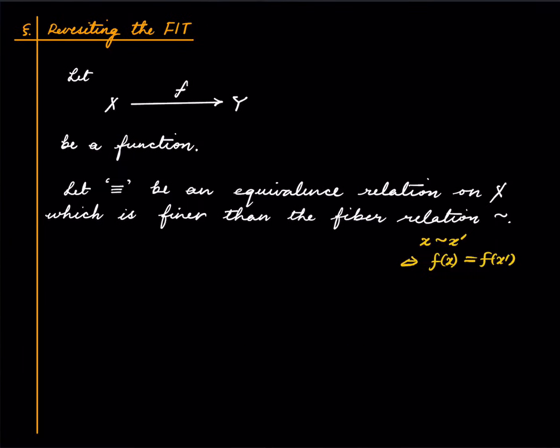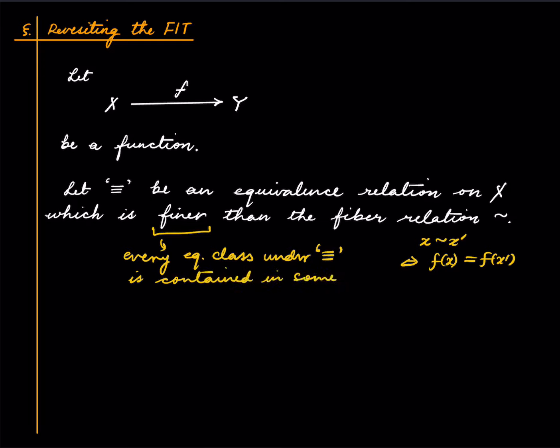Yeah, so that's the relation tilde. It's an equivalence relation, which I'm calling the fiber relation. But what is meant by finer? So we say that this is finer than tilde if every equivalence class under this symbol is contained in some equivalence class under the fiber relation. So this is what we mean by finer, and let us see diagrammatically what it means.